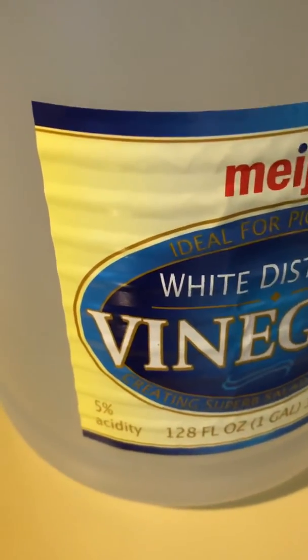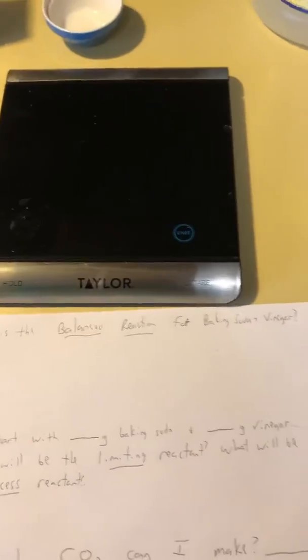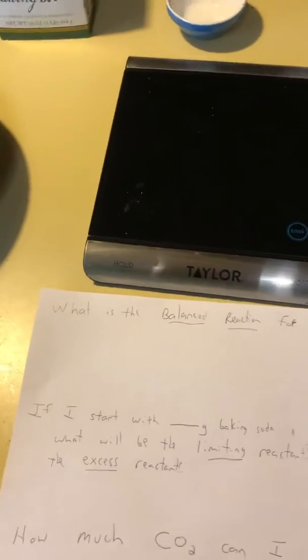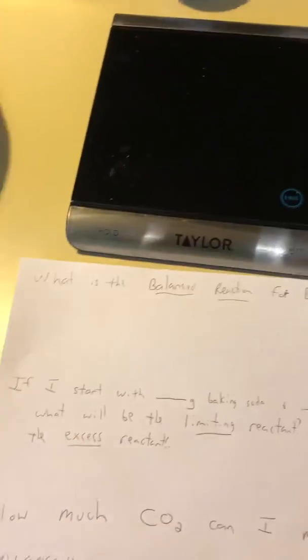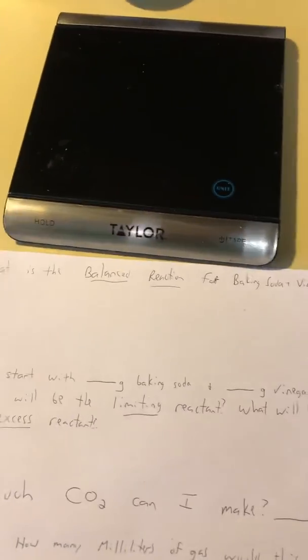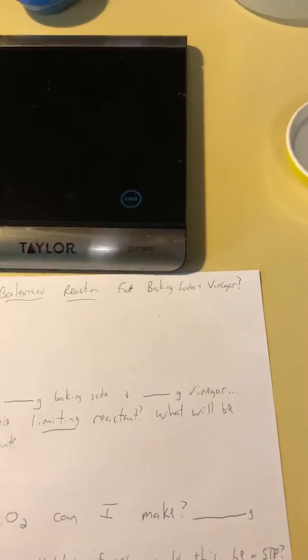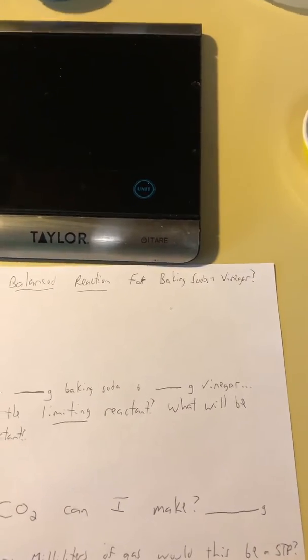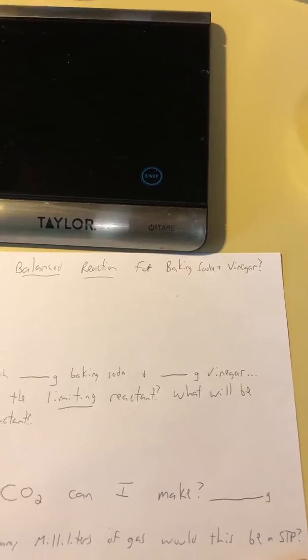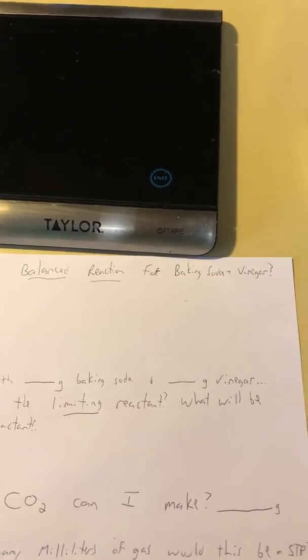I'll kind of hint on what we're going to do with this, but first things first, I got a piece of paper. What is the balanced reaction for baking soda and vinegar? Probably just Google that. That'd be easy enough. I'm going to start with a certain amount of grams of baking soda and a certain amount of grams, because I don't have any graduated cylinders to do milliliters, so I'll do grams of vinegar.